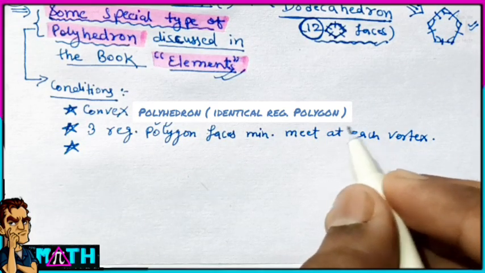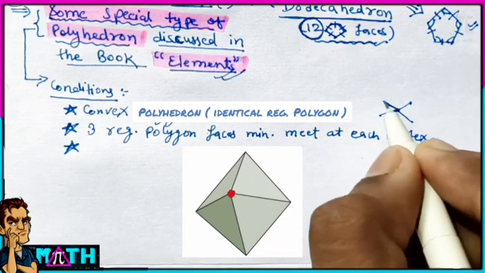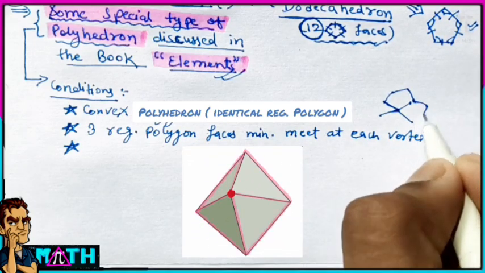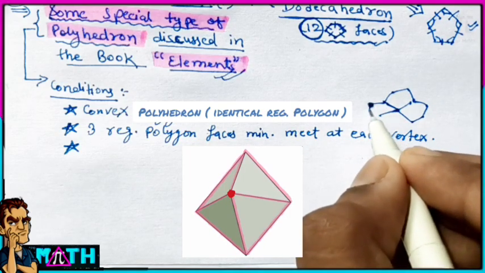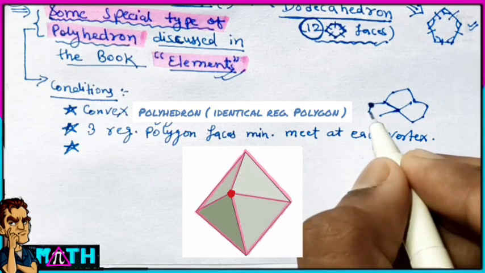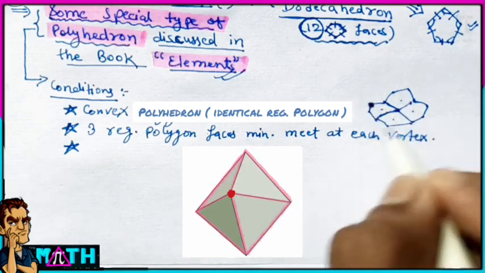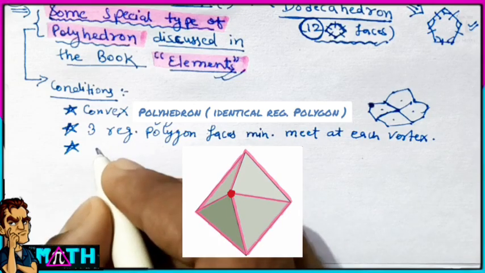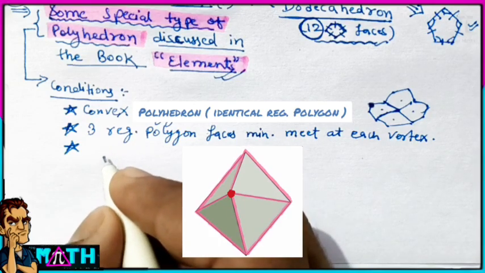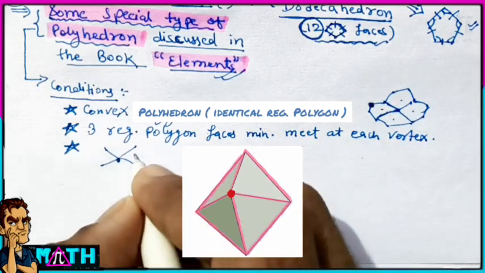For illustrating this, let me draw a rough diagram. This is a common vertex of, let's say, 4 regular polygon faces. Note that all the polygon faces, all the regular polygons, must be identical. This is our first condition, as you can see. So the number of faces attached at a single vertex must be a minimum of 3.